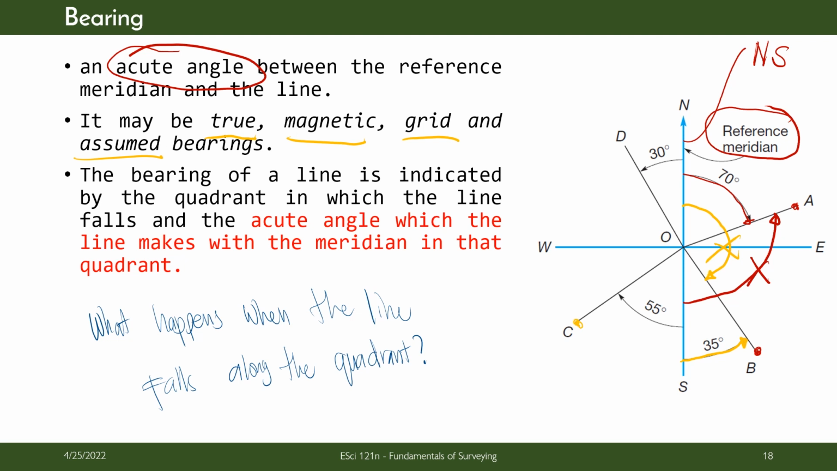Then for point C, again, it cannot start from the north, and it cannot go in that direction either. Instead, it starts from the south line, going to line OC. Remember, your bearing is always an acute angle. So where do we start our measurement? It's always from the north-south meridian or line. That's your reference meridian for your bearing measurements. Always an acute angle. Then for point D, it is by this angle.